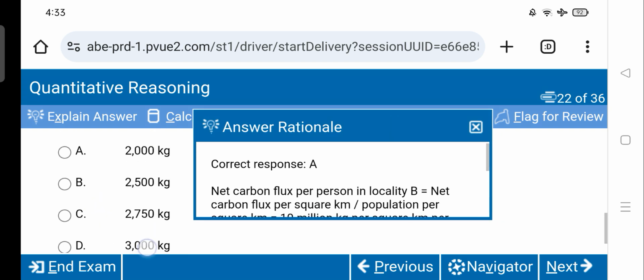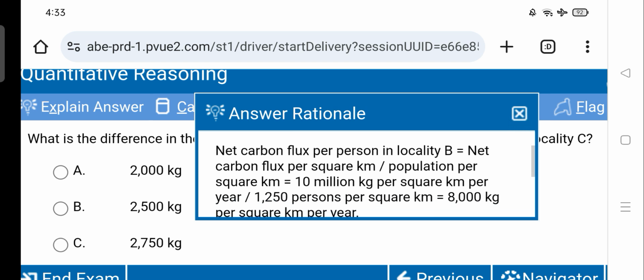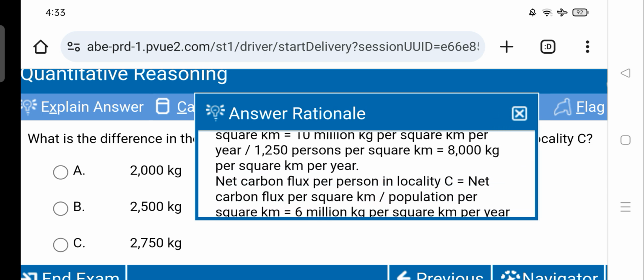as the net carbon flux per person in locality B equals net carbon flux per square kilometer divided by population per square kilometer equals 10 million kilogram per square kilometer per year, divided by 1250 persons per square kilometer equals 8000 kilogram per person per year.